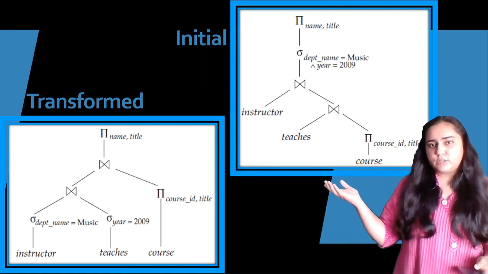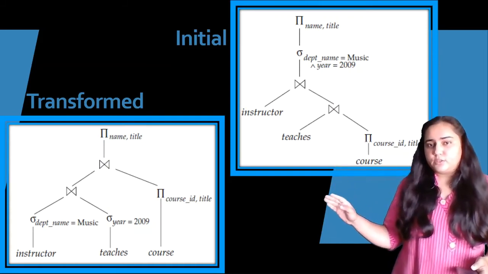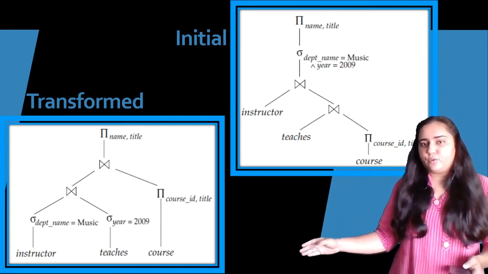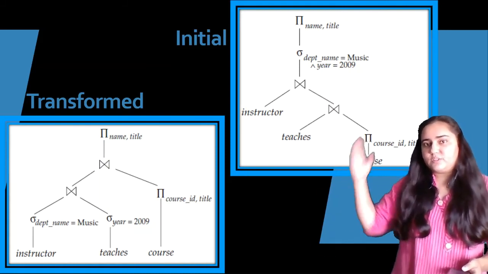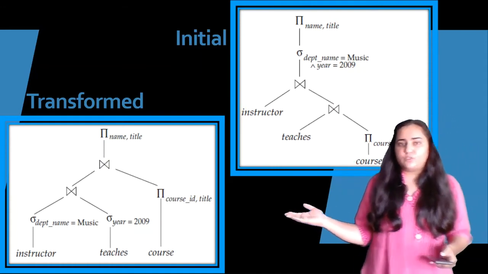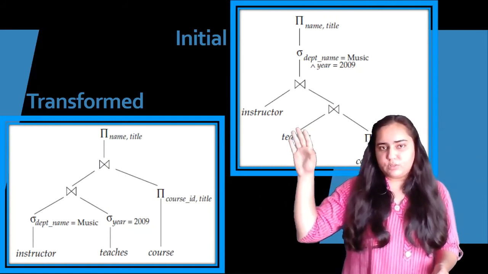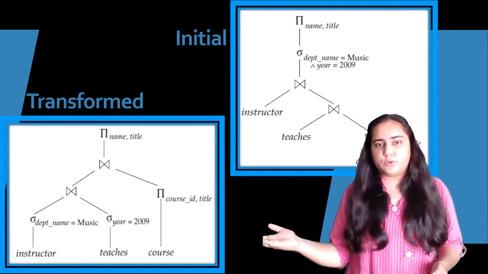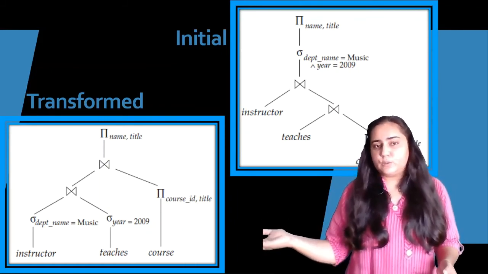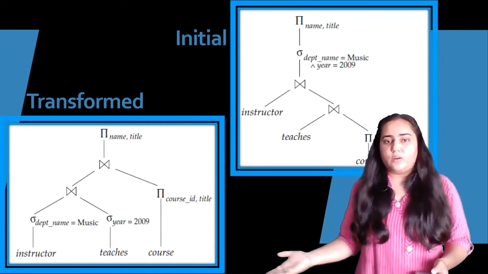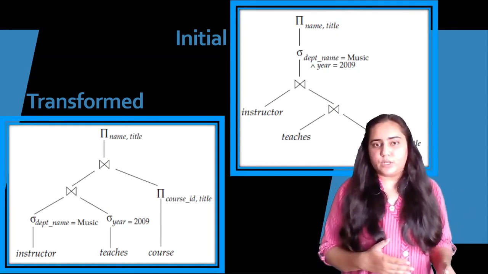So in my initial tree, I have pi, which is one level, sigma level 2, natural join level 3, another natural join level 4. Pi operation is level 5 and course is level 6. So there are 6 levels in my initial tree. In my transformed tree, however, if I count, then the root pi is level 1, then natural join level 2, natural join with pi is level 3, the 2 sigma operations level 4, and all the tables are level 5. So there is one less level in the transformed tree.